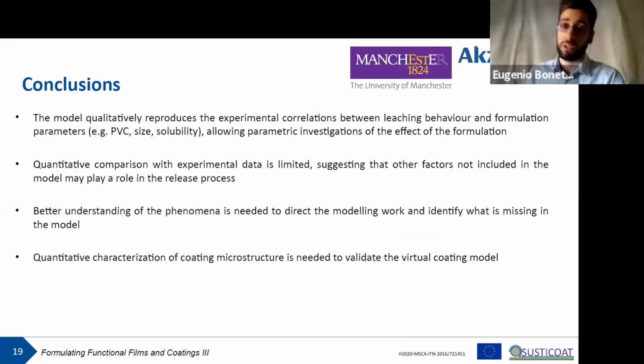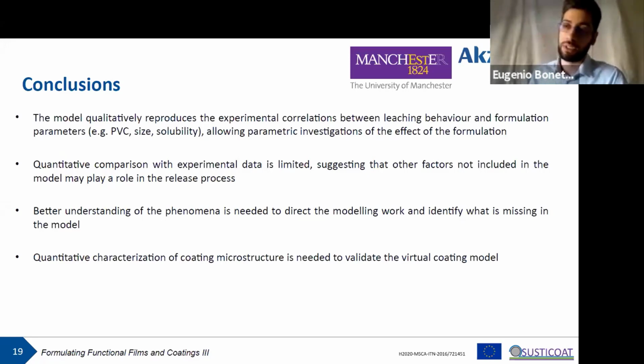So it is possible to use this model, for example, for parametric studies, as I said at the beginning, to see how the variation of a coating parameter affects the leaching behavior. But quantitative comparison is quite limited at the moment, probably because there is still something missing in the model that should be taken into account in a future work.